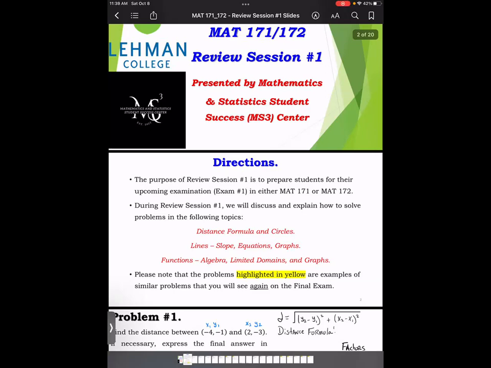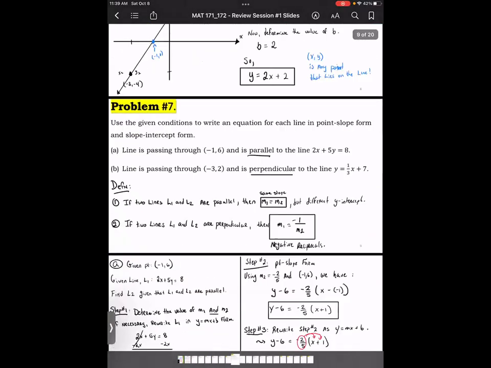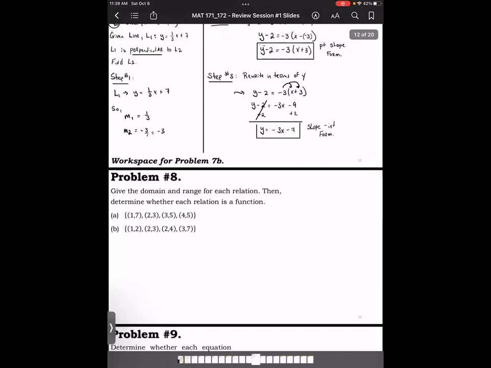Depending on your pre-calculus instructor, on their first exam, they might have just the algebra part. Some might do algebra and limited domains, and some might do all 3. So just be mindful that if it's not on your first exam, then some of the problems that I'll show you will definitely be on the final or possibly your second exam.